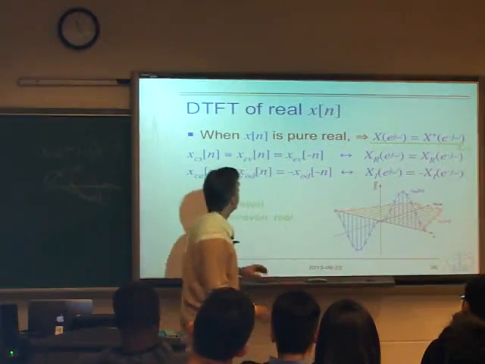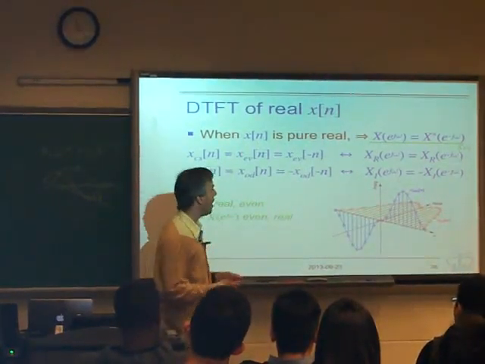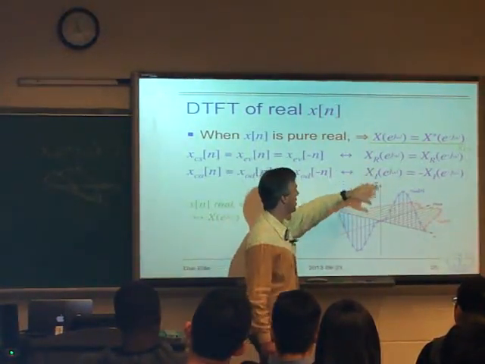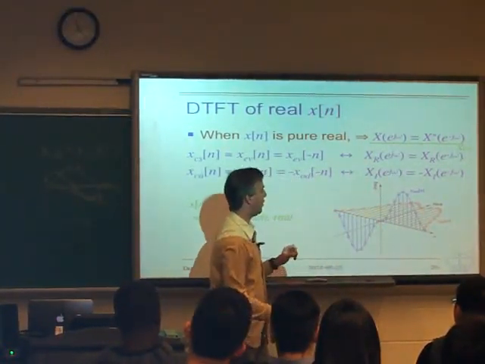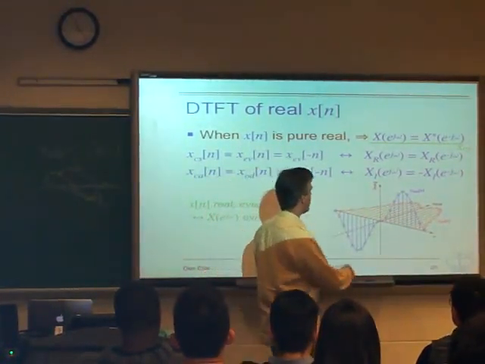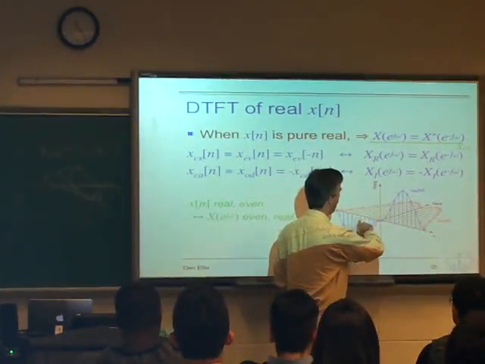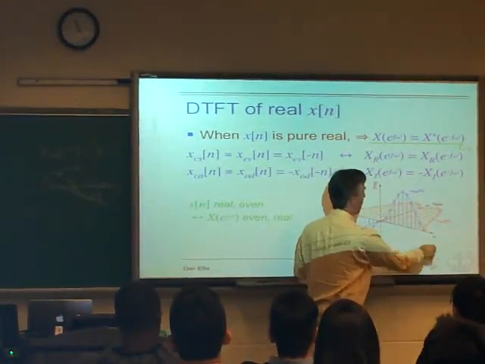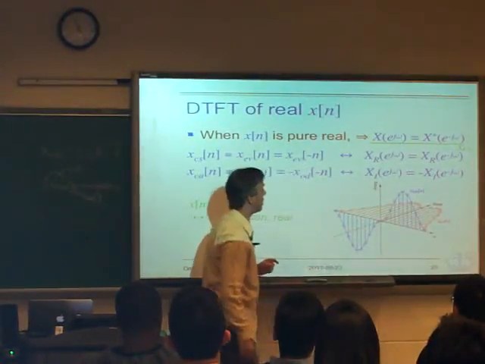be odd. So if x of n is real, then in general the DTFT will be complex, but it has to be conjugate symmetric, which means that its real part is even, its imaginary part is odd. And so this is the picture I have in my mind of the spectrum of a real signal. A real signal, this should be omega. Sorry about that. I'm just going to use the same picture from before. But if x of n is real, then its DTFT will have an even real part and an odd imaginary part because it's conjugate symmetric.